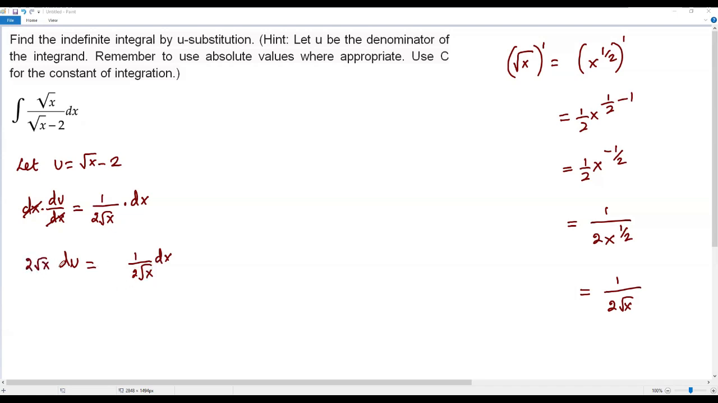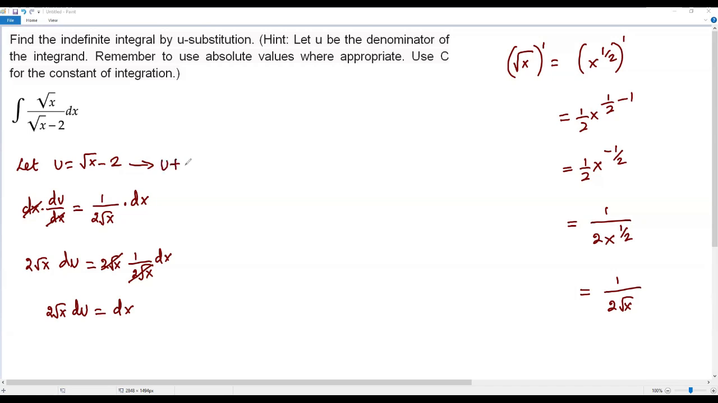So 2 times square root of x, I multiply on the left side over here. On the right side also, I multiply 2 times square root of x. Then the 2 times square root of x on both sides will cancel out. I am getting 2 times square root of x times du equals dx. Now I have solved for dx, but when I look at this, I still have x over here. There should be no x on the left side. So for that, we can solve for this square root of x in terms of u from the equation over here. If I solve for square root of x in this equation, I have to add 2 to both sides.